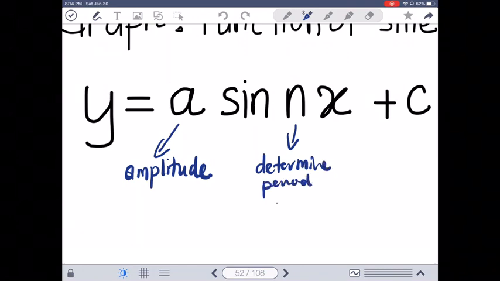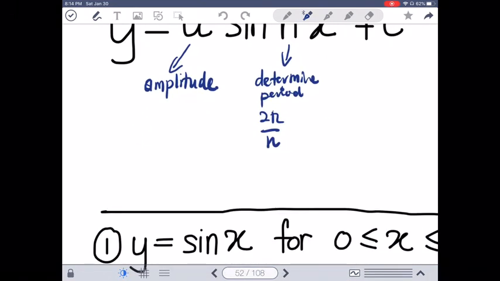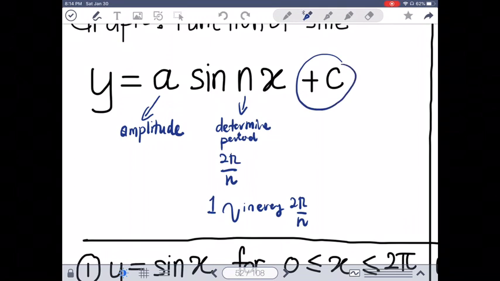That is, the period is 2 pi over n, which means that there is one cycle in every 2 pi over n. And c here is the shift. If we have positive, it means that we shift upwards. If it is negative, then it means that we shift downwards.